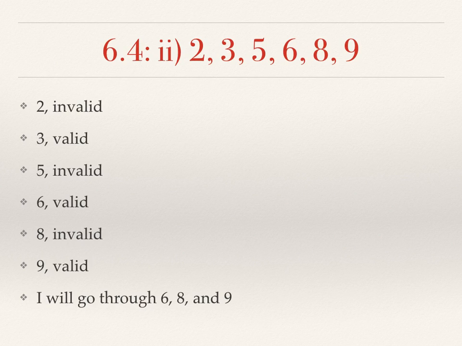I will do numbers 6, 8, and 9 on the next slide and give you just the answers for the others that aren't already listed at the back of the book. Number 2 is invalid. Number 3 is valid. Number 5 is invalid. 6 is valid. 8 is invalid. And 9 is valid. Now we'll go through 6, 8, and 9 on the next slide. Use truth tables to test the 3 arguments in this exercise, numbers 6, 8, and 9.